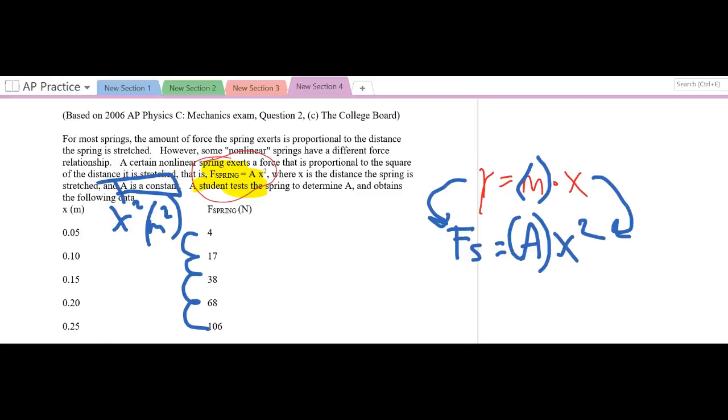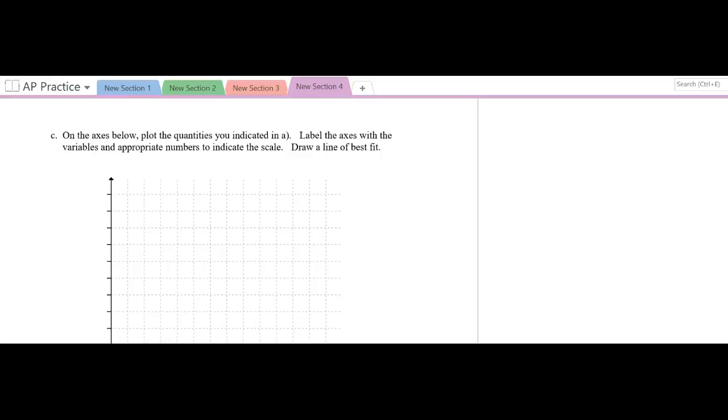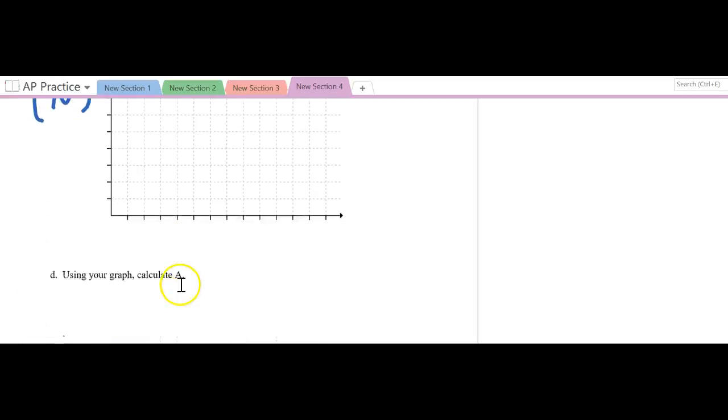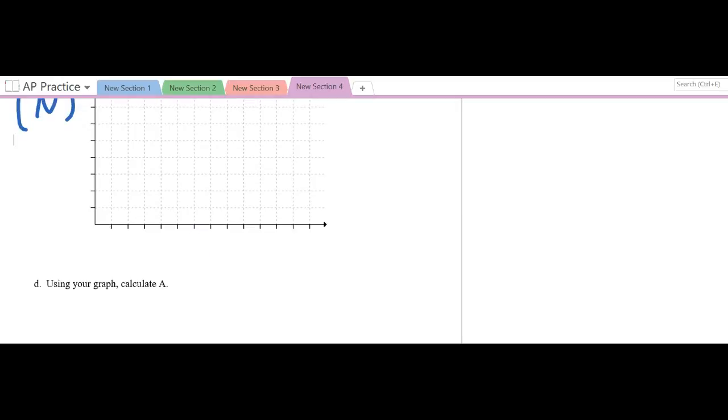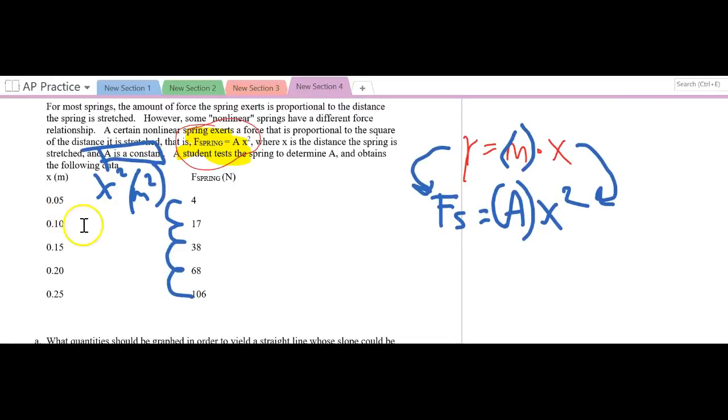So if I had to graph this, we can even come back down here, because I know you're going to have to graph it next. I'm going to graph Fs measured in newtons. Then I am going to do x squared measured in meters squared. Now let's get the numbers for this one. So I can go up and do all these calculations to find these numbers. Pause, give yourself a check, and then you will see my answers appear.